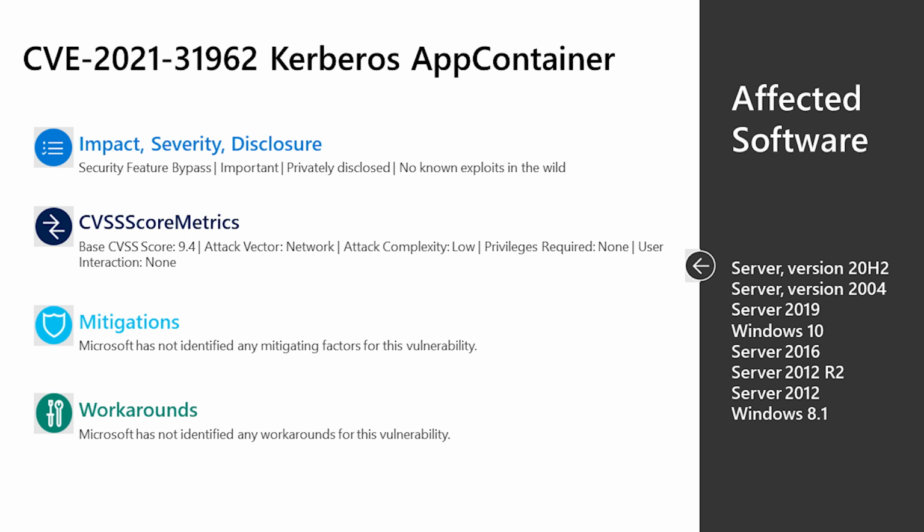So this month, the first vulnerability we'll talk about is CVE-2021-31962, and this is a security feature bypass vulnerability in Kerberos. So that's bad, right? That's an important class vulnerability that was responsibly disclosed to Microsoft, and there are no known exploits out in the wild.